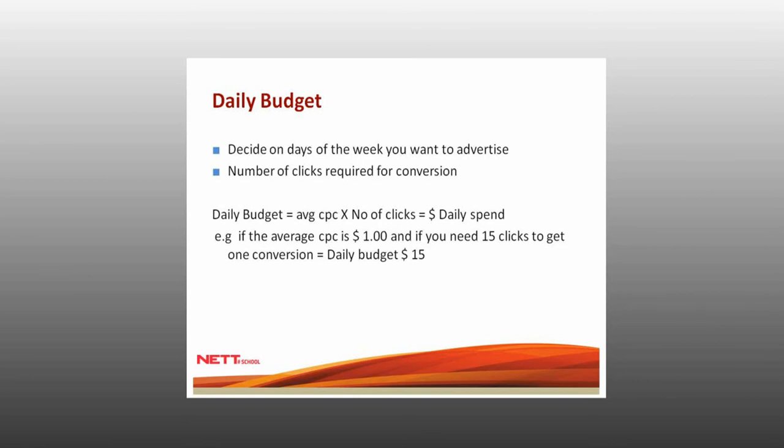So the way you work out your daily budget is first decide on what's the average cost per click. Then decide on what is your conversion rate. That means, do you need 10 new people to come to your website or 20 new people to come to your website? Based on that is how you decide your daily budget. And that daily budget is something which you need to review once a week and see how is your conversion. Is it working fine or not working fine, and so on.